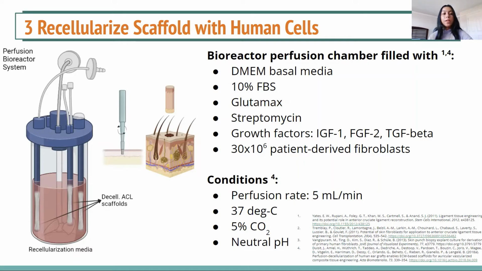The patient's fibroblasts would then be introduced to the chamber and allowed time to attach to the scaffold before applying a perfusion rate of 5 milliliters per minute. Additionally, perfusion bioreactors result in parallel alignments of cells along the scaffold, which is how fibroblasts are naturally arranged on the ACL.